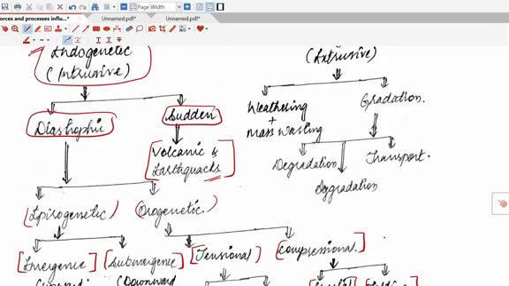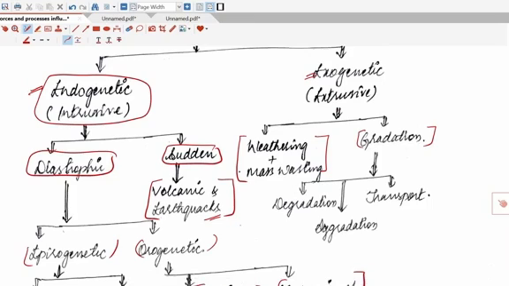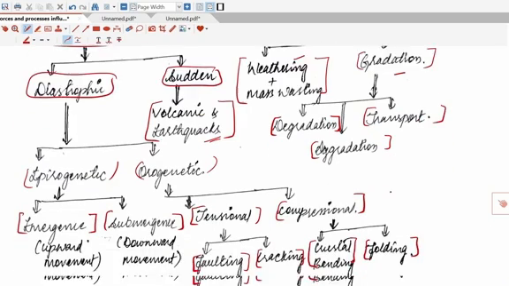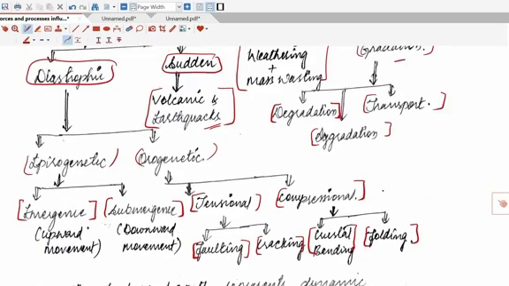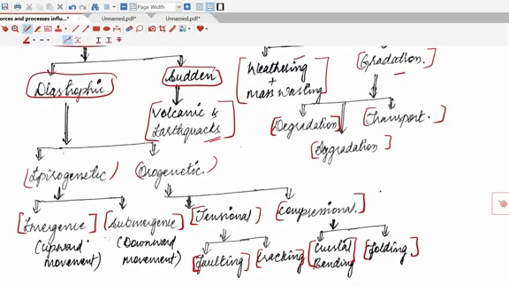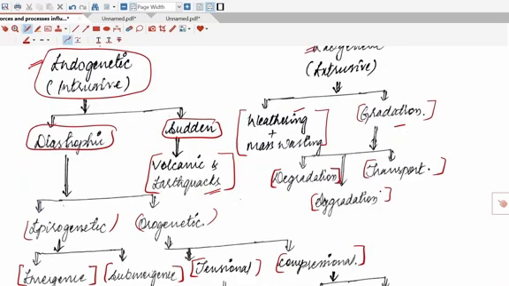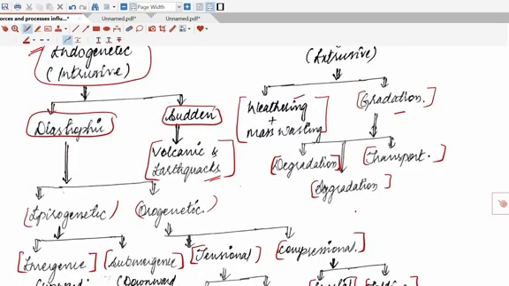Don't worry, guys, we'll discuss each and every topic in detail. Now the exogenous forces are classified into weathering and gradation. Gradation is further classified as degradation, aggradation, and transport. We'll discuss each topic which I have shown in the flow chart separately and in a little detail.